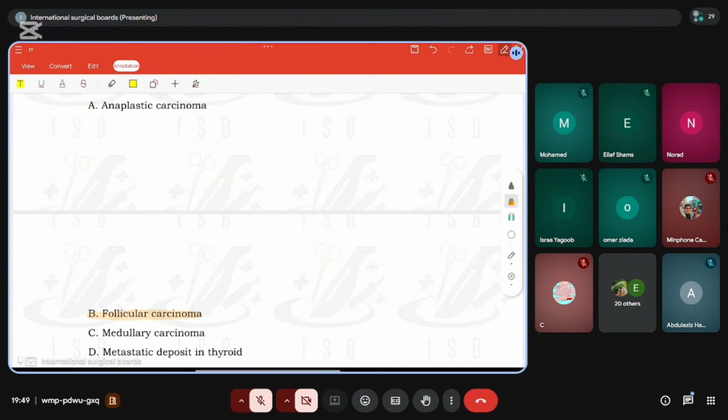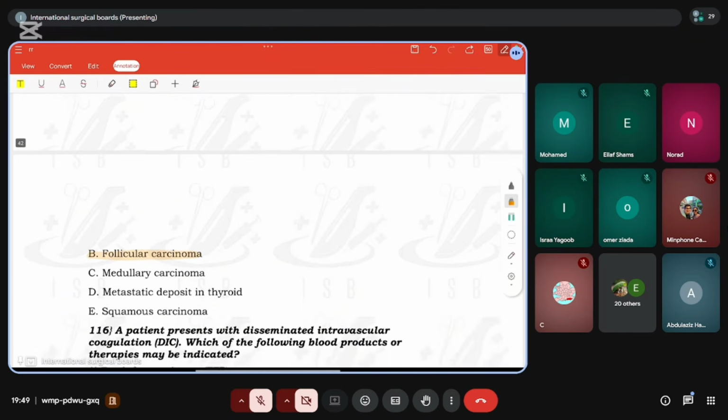And it's also very hypervascular, right? The deposits tend to be pulsating as well.